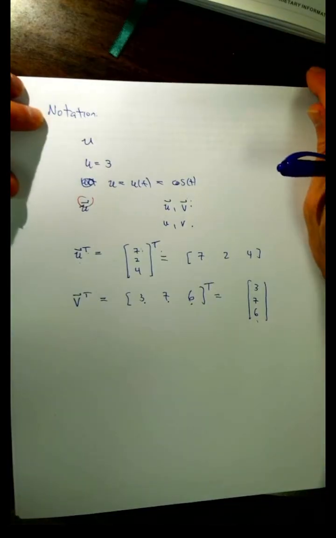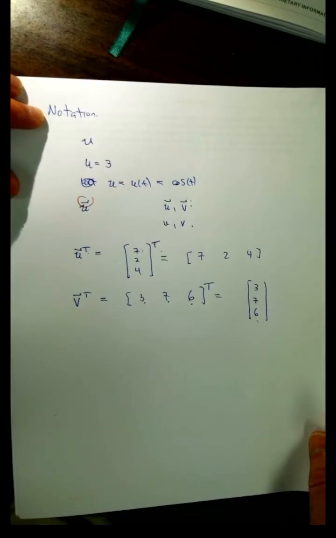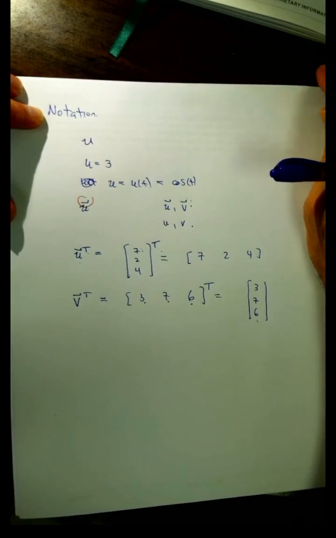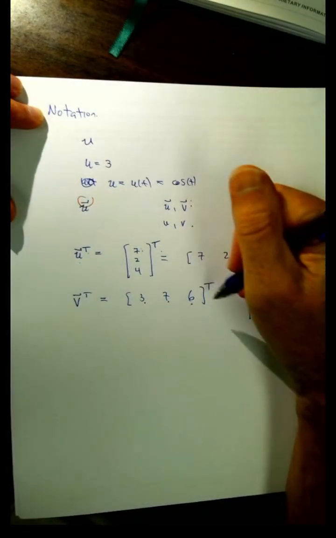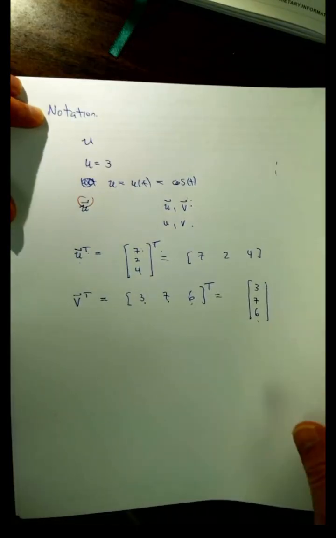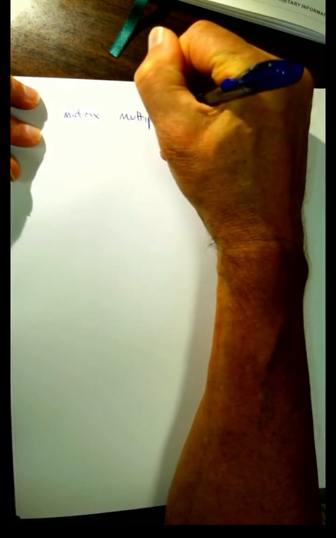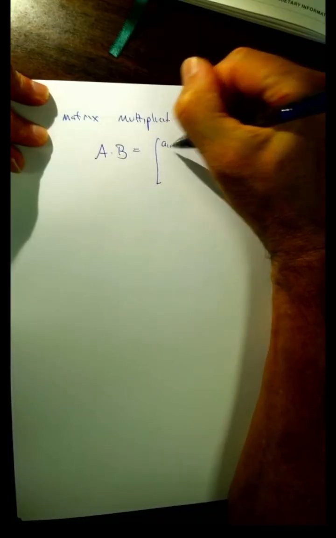So why is that important? We're going to define matrix multiplication in terms of treating matrices as columns and rows and dot products. And in order to use dot products, we're going to think of these as transposes. So for example, if I have matrix A times B, I'm treating A as a matrix.